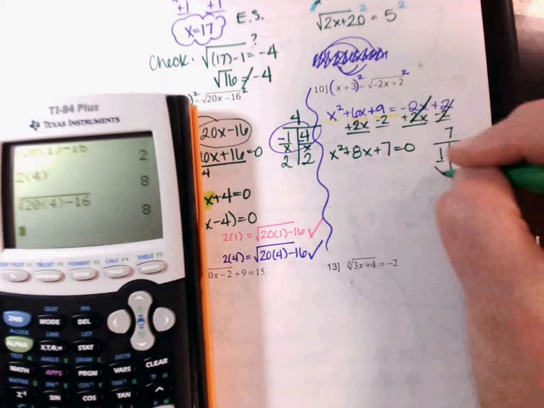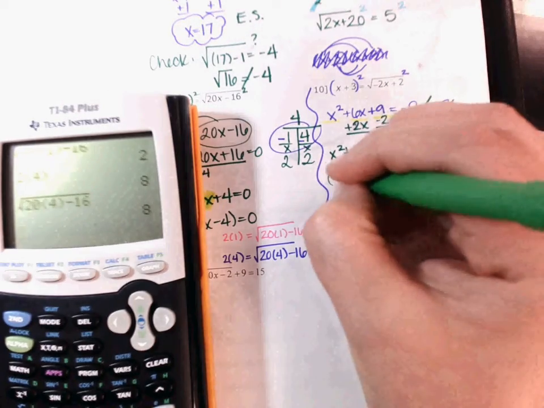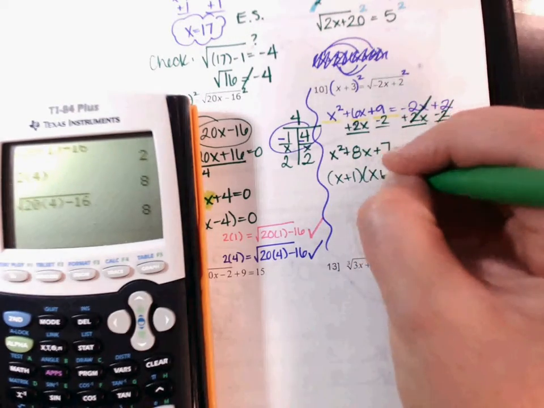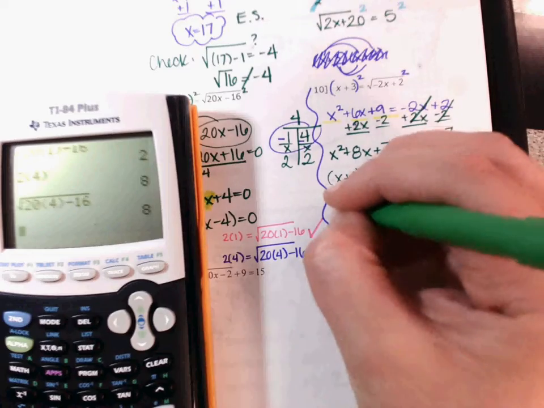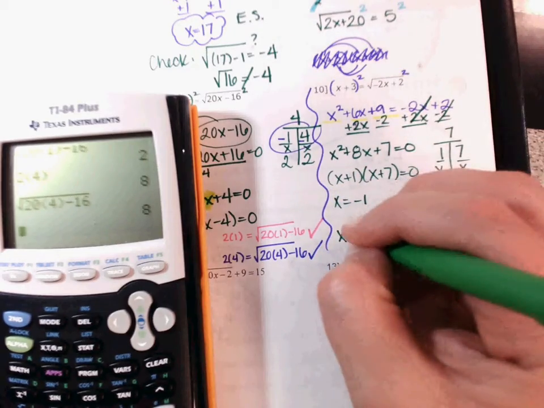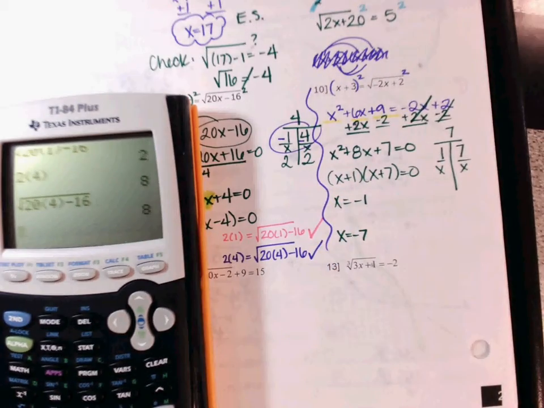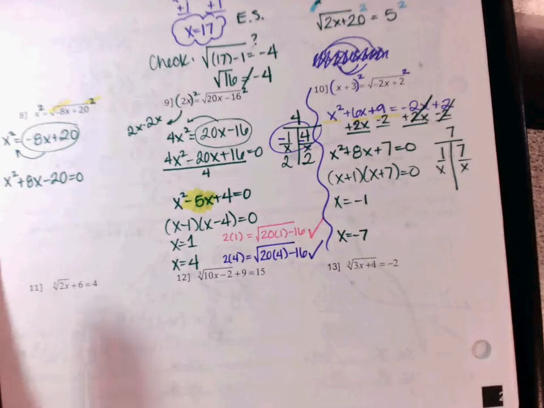Okay, over x over x. So x is negative 1 and negative 7. Now, I will tell you that on this, one of them's good, one of them's extraneous. So check both.